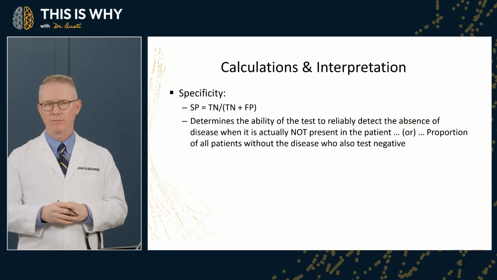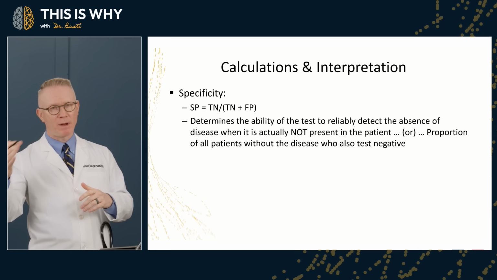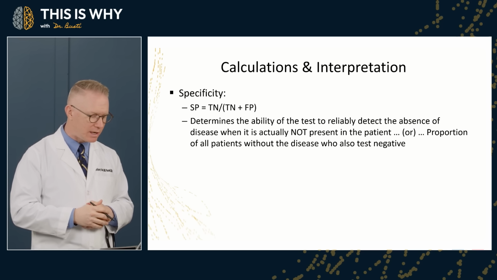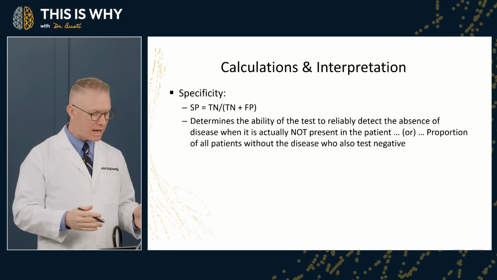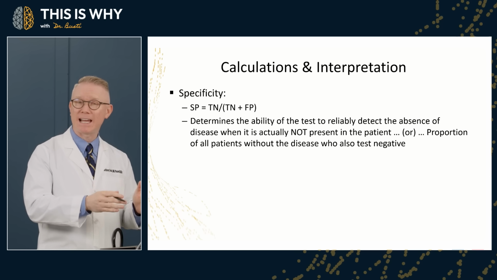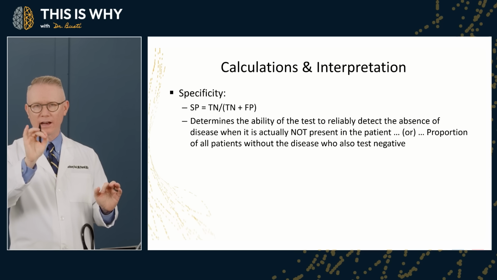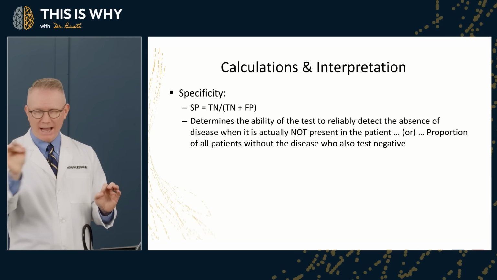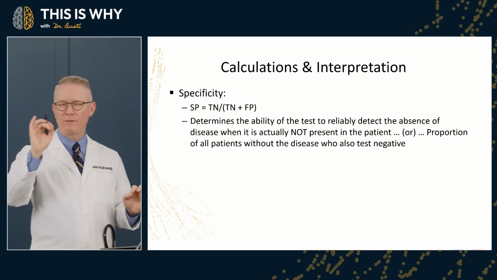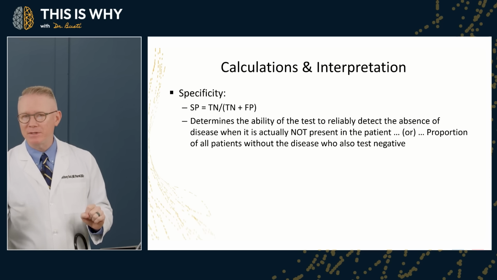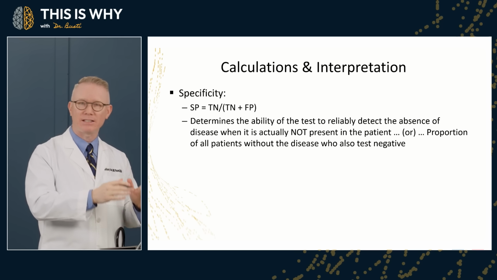Now, what about specificity? The P. So we know that FP is down at the bottom, in the denominator. So if there are false positives, it's going to lower my specificity. This is determining the ability of a test to reliably detect the absence of disease. So remember, TN is true negative divided by the true negative plus the false positive. So it's the ability of a test to detect the absence of a disease when the patient actually does not have it.